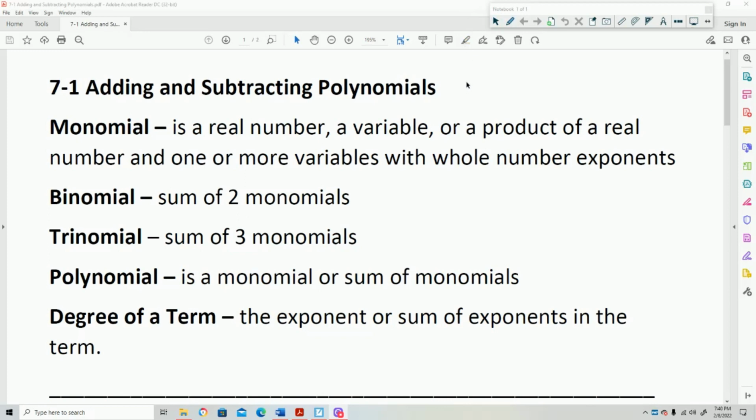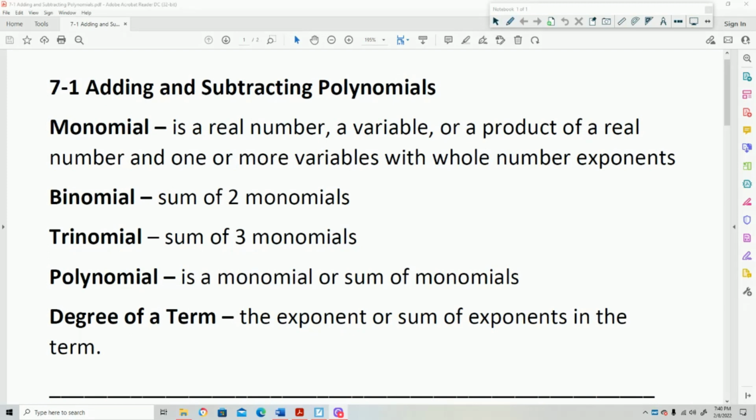This is pretty much the foundation of our Chapter 7, and the things we do today are the foundation of everything we're going to do in Chapter 7. So a good understanding of this is necessary to do the rest of the things we need to do with polynomials in this chapter. So we're going to get started with some vocabulary words.